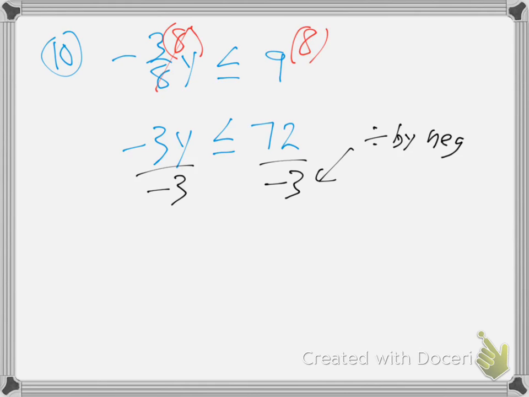That's the tricky part, it's what you divide by, right? If you divide by a negative, that's when you got to flip the symbol. So right there, I'm going to flip the symbol the other way. Is that good? So then what do we have? This is y, and this is minus 24?